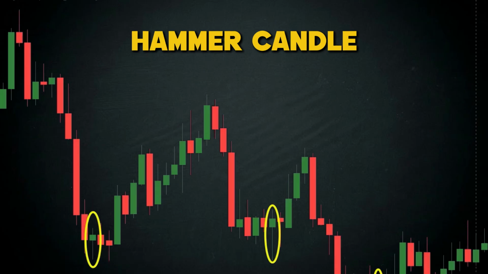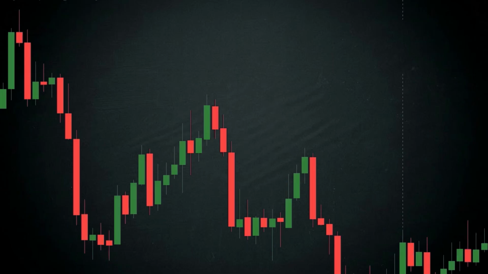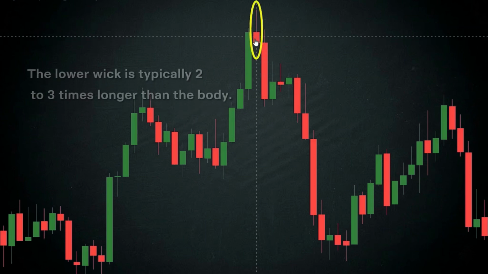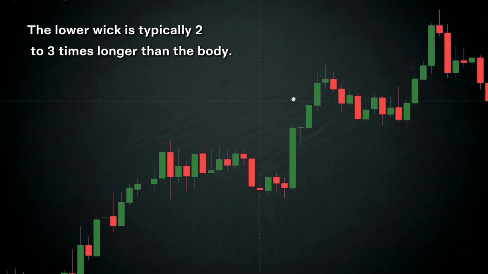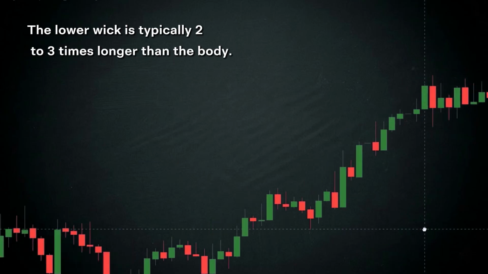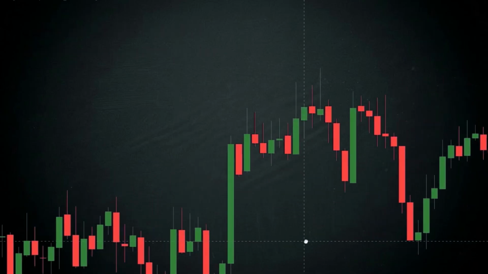So what's the story behind the hammer? Imagine this. Sellers have been in total control, just pushing the price down, down, down. They make one last, massive push to send it even lower, and that creates that long wick. But then, bam! Buyers jump in out of nowhere, completely reject those low prices, and push everything right back up. It's a classic story of sellers running out of gas and buyers taking back control.